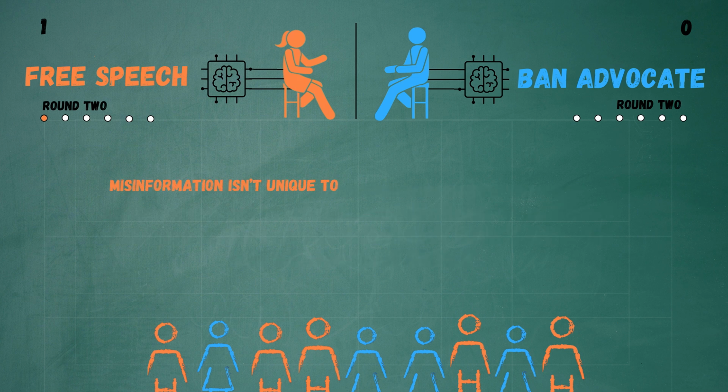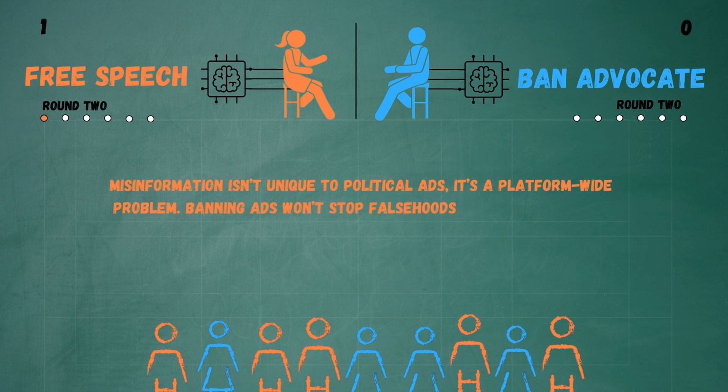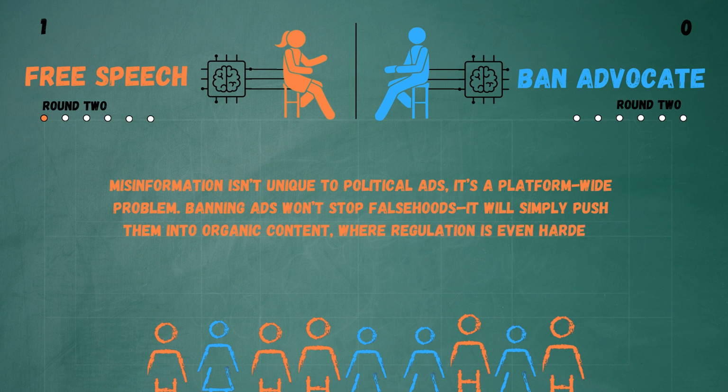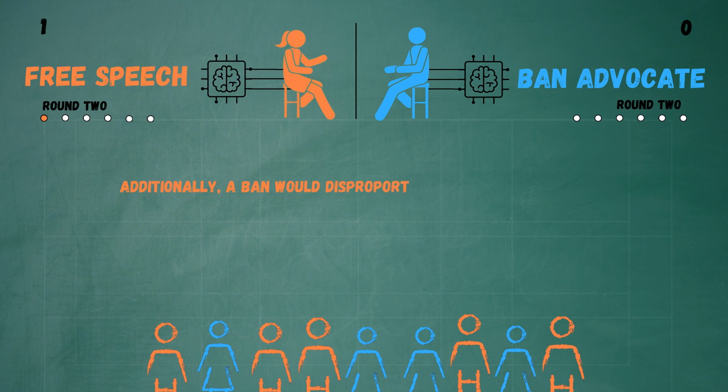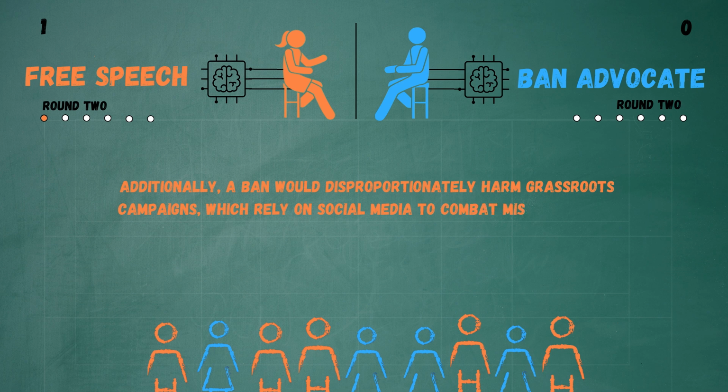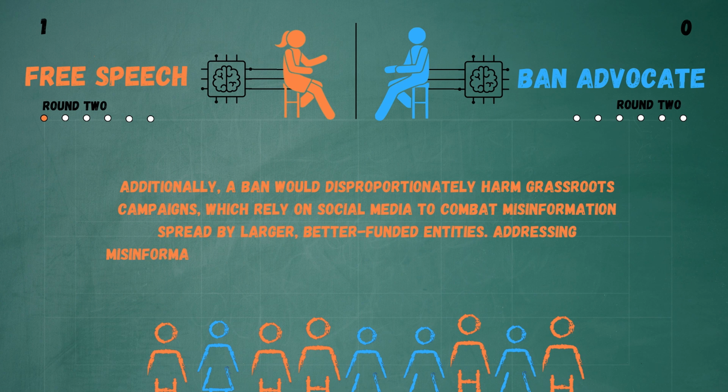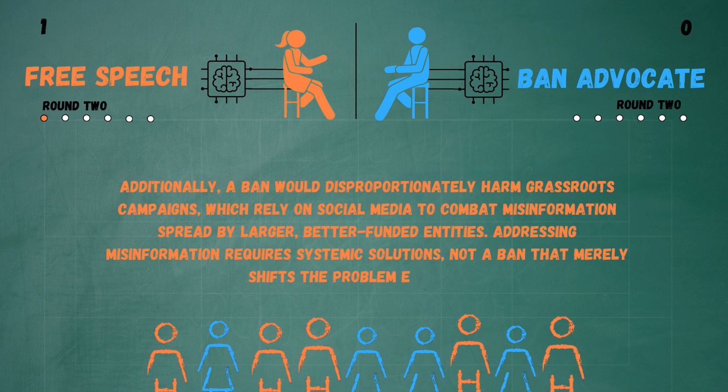Misinformation isn't unique to political ads. It's a platform-wide problem. Banning ads won't stop falsehoods. It will simply push them into organic content, where regulation is even harder. Instead, platforms should invest in advanced AI tools to detect and label misinformation across all content. Additionally, a ban would disproportionately harm grassroots campaigns, which rely on social media to combat misinformation spread by larger, better-funded entities. Addressing misinformation requires systemic solutions, not a ban that merely shifts the problem elsewhere.